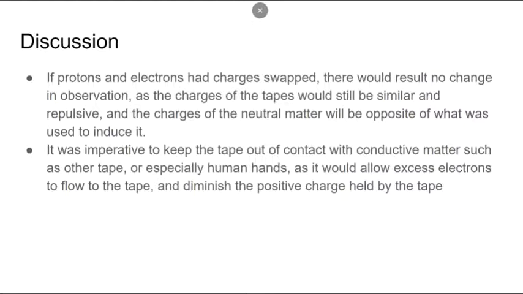It was imperative to keep the tape out of contact with conductive matter such as other tape, or especially human hands, as it would allow excess electrons to flow to the tape and diminish the positive charge held by the tape.